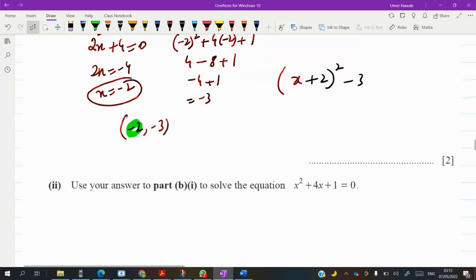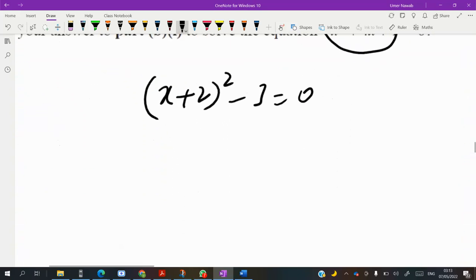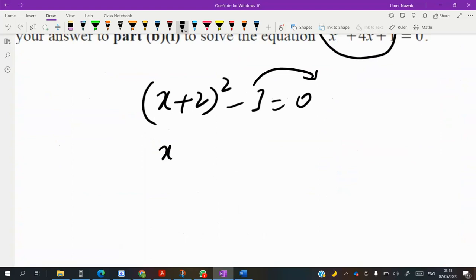We want to solve this equation. What is the answer we got, guys? We got x plus 2 whole squared minus 3 is equal to 0. Can we solve it? Send the minus 3 to the other side. So x plus 2 whole squared is equal to 3.